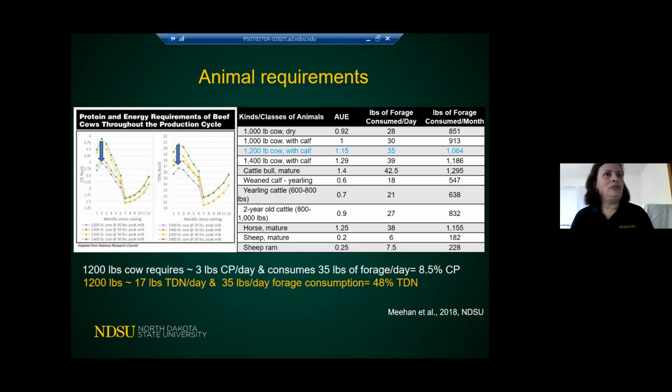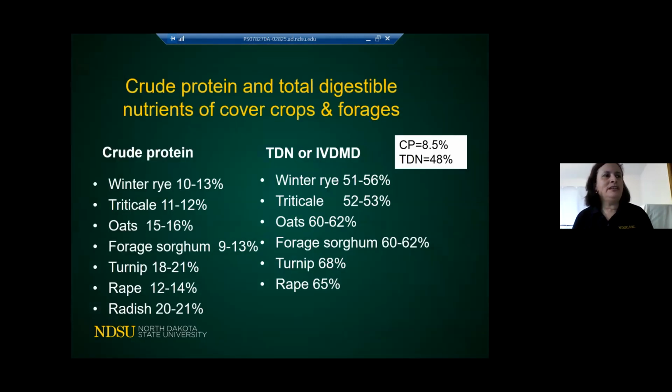And I want you to remember this when I show you these average crude protein and TDN values for these cover crops that we can grow alone or we can mix them. If you remember, put them on the side, these are the values that we have from the other slide, right? 8.5 protein and 48 TDN.